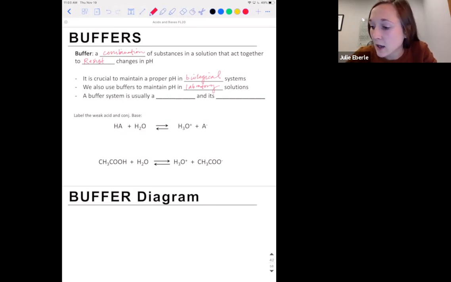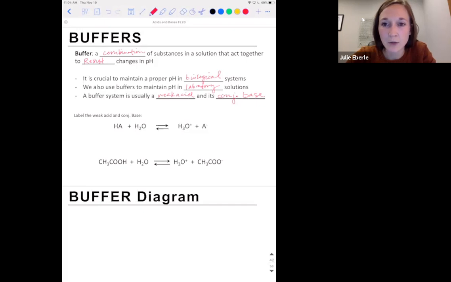A buffer system, here's what it is. It's usually a weak acid and its conjugate base. We talked about weak acids and conjugate bases Tuesday. I'm trying to remember what day it is. I want you to look at these reactions down here. We've got a generalized one on top, and then one with acetic acid on the bottom. I want you to label the weak acid and the conjugate base.